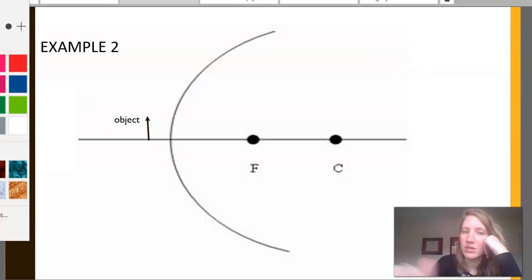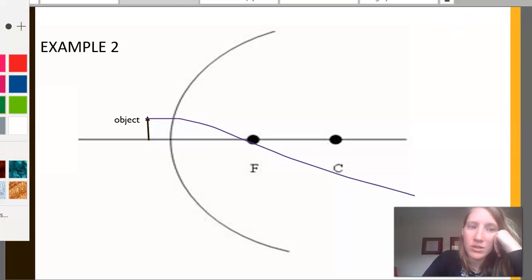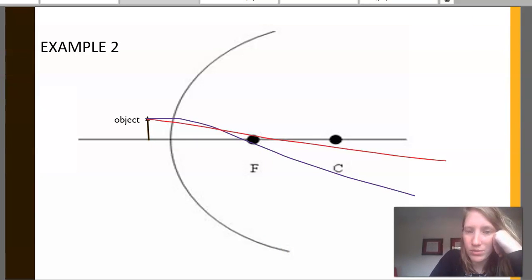Okay, this one's slightly closer to the mirror than our last one, and it's a little smaller. Go straight to the mirror and then through F. Switch colors to red. This is working much better than my last video. Straight from the top through C.